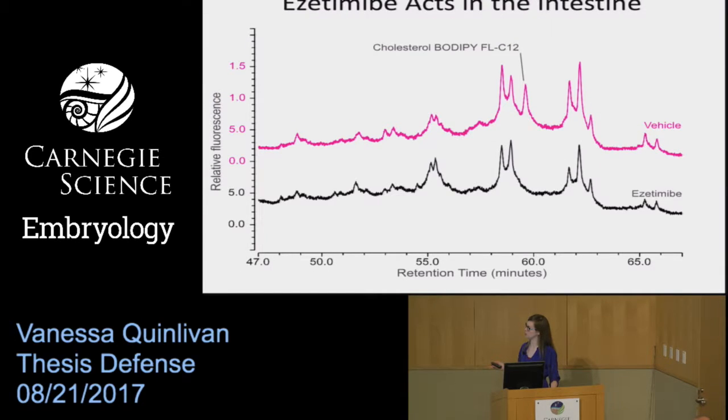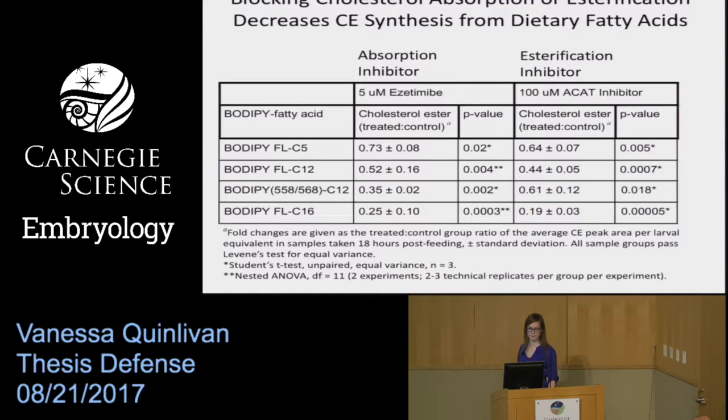Furthermore, I performed some experiments where I did the same feeding and drug treatment, and I dissected the intestines out of the larval zebrafish and extracted the lipids from these, and I was able to show that ezetimibe acts in the intestine. So this cholesterol ester peak disappears in the intestinal samples in the ezetimibe treated group.